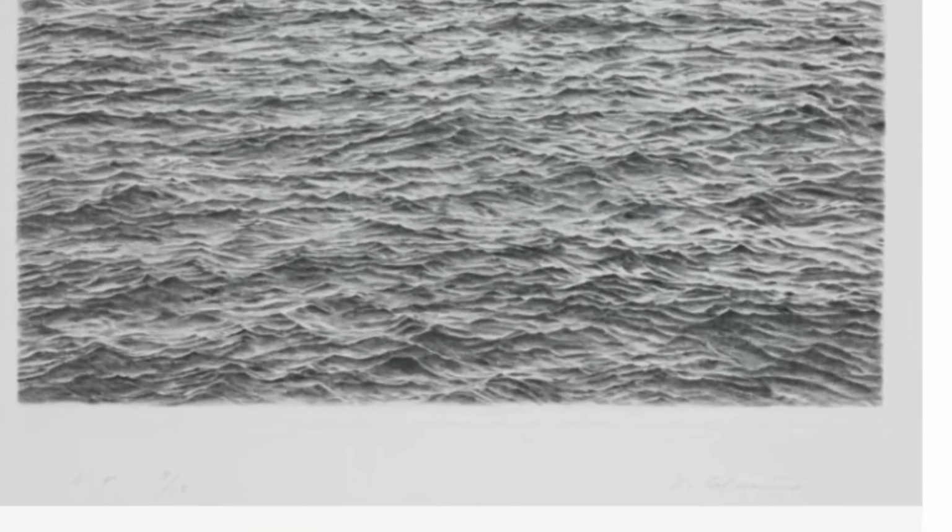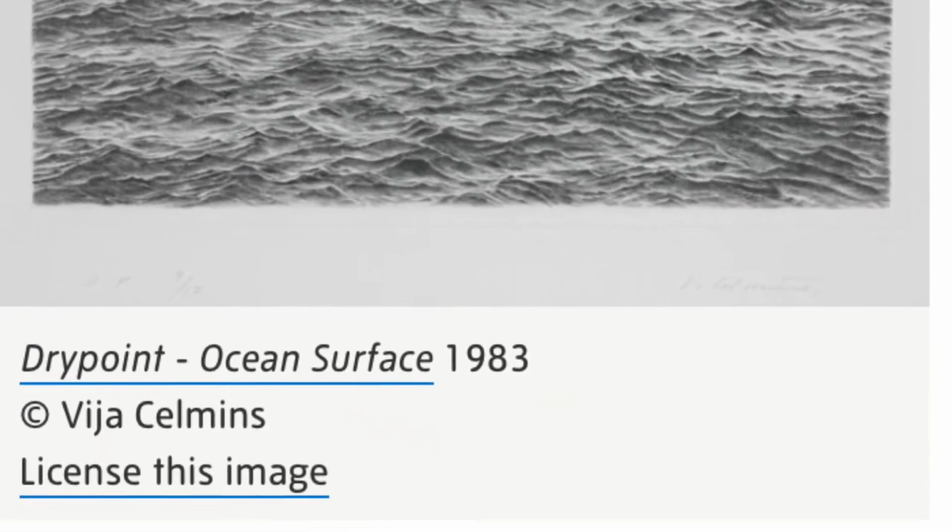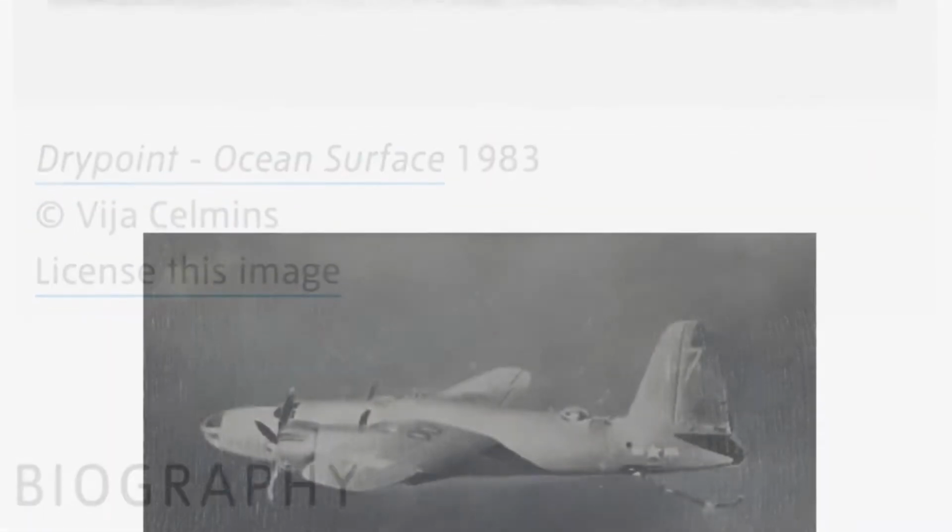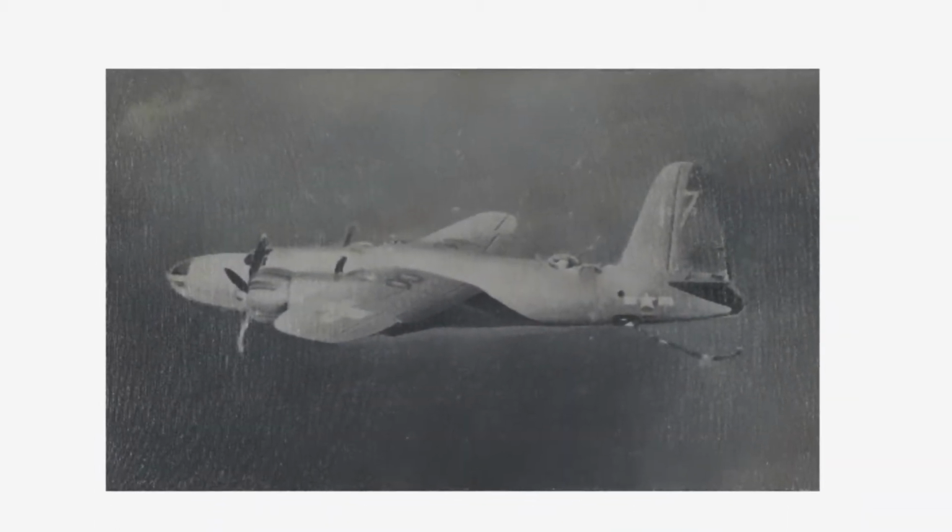How hard is it to depict the ocean? I can imagine this was a challenge, but Vija Seelmans was up for the task, and she created this drypoint titled Ocean Surface. This was a painting she also did. This painting is titled Suspended Plane, and the range of values really gives that illusion of a photograph.